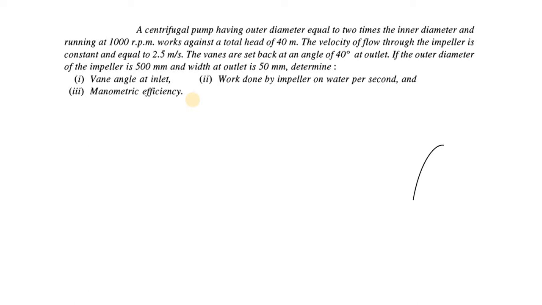First, let us draw the velocity triangle. The backward vane at inlet: V1 equals Vf1, the absolute velocity, and the tangential velocity U1, angle alpha, and the relative velocity VR1, alpha being 90 degrees and theta is the unknown here. When it comes to outlet: V2, U2, the angle beta, and the relative velocity VR2 at outlet.